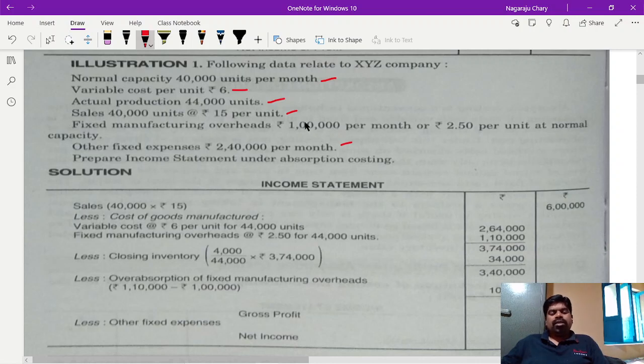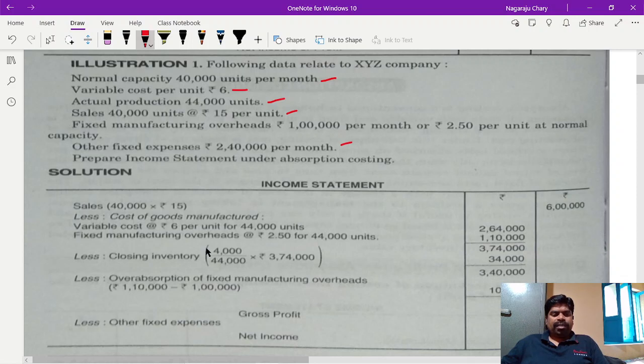So this is the information regarding the income statement. With this information, we have to prepare the income statement. How much profit we are going to get through this information, that we have to calculate. Whenever we are preparing an income statement, it should be in vertical manner. It will be easy to compare with the previous years. So that's why the income statement should be prepared in vertical format.